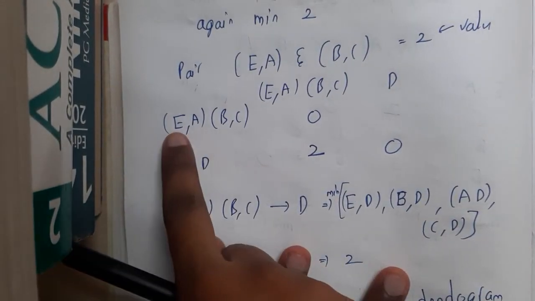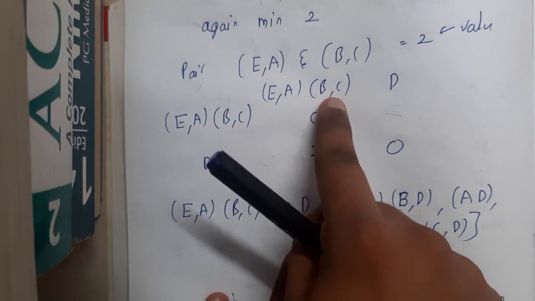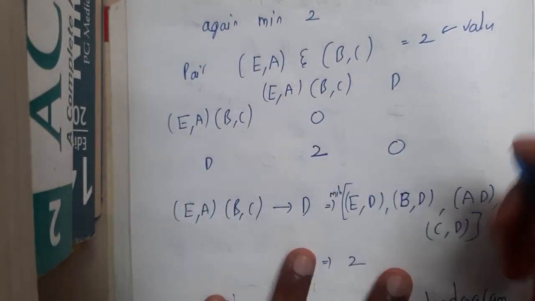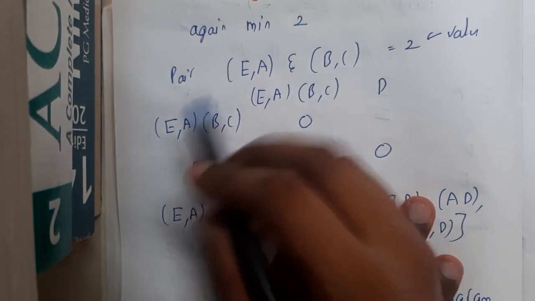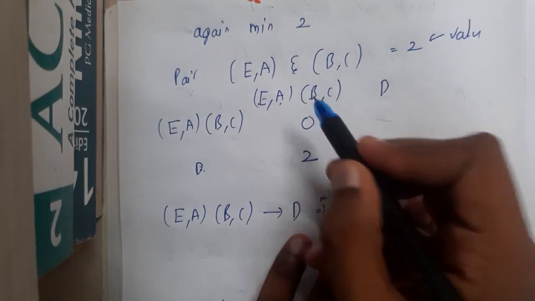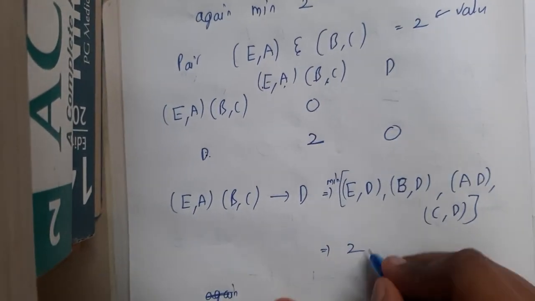So once you combine them, you'll be getting it in this way, right? So EA, BC and D and D. So here again 0, 0. Here D to EA, BC. So basically now you will be checking again combinations. So what is minimum among DE, DA, DB, DC? So what is minimum? 2 is minimum. So you got 2.